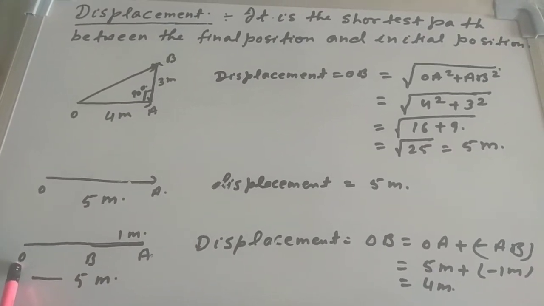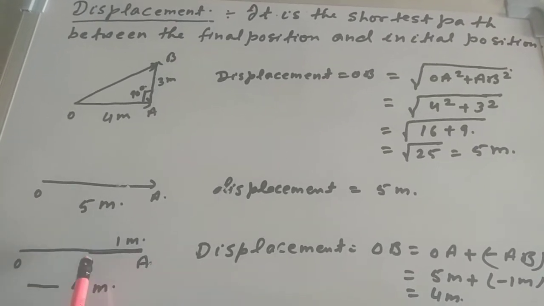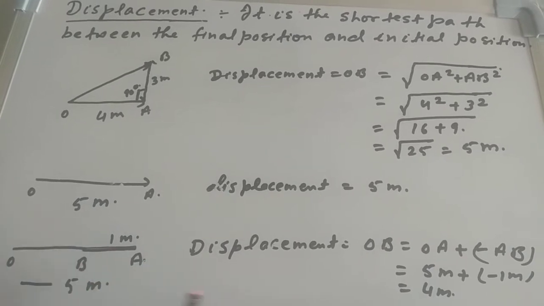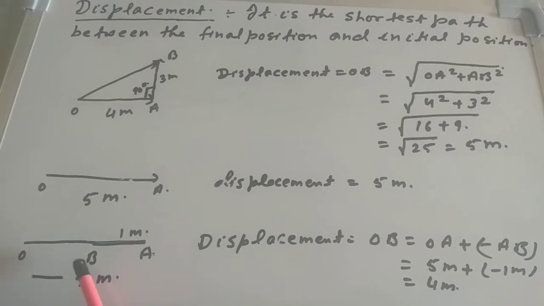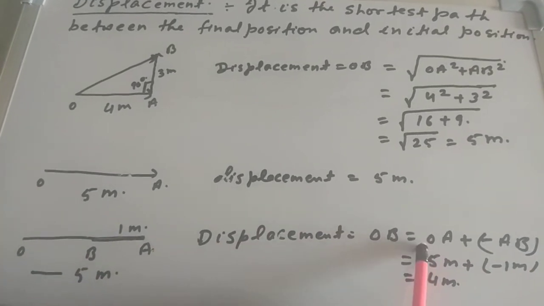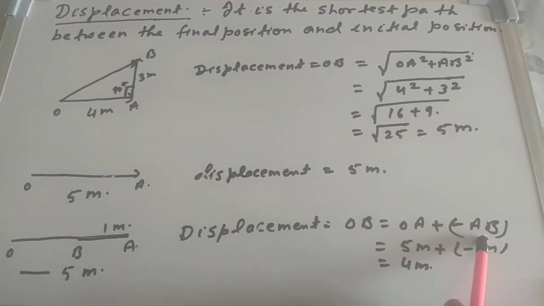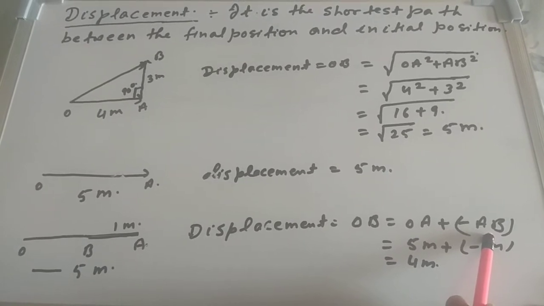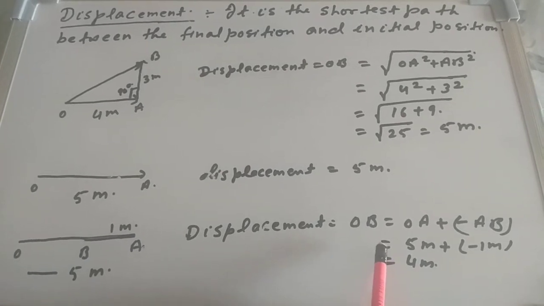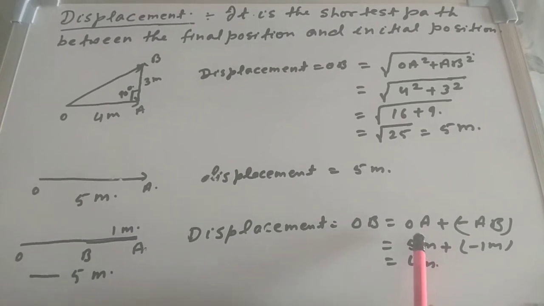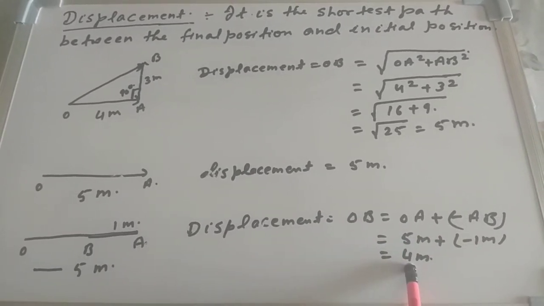Suppose a boy moves from O to A, that is 5 meter, and he returns on the same path from A to B, that is 1 meter. So displacement is equal to OB because initial position is O, final position is B. Therefore displacement OB is equal to OA plus minus AB. I have used the negative sign here because the boy has changed the direction, that is opposite to the previous direction. So OA is equal to 5 meter plus minus 1 meter. This will become 4 meter.